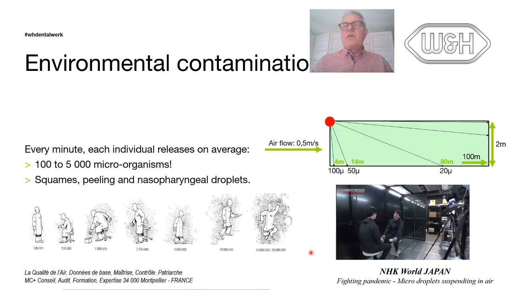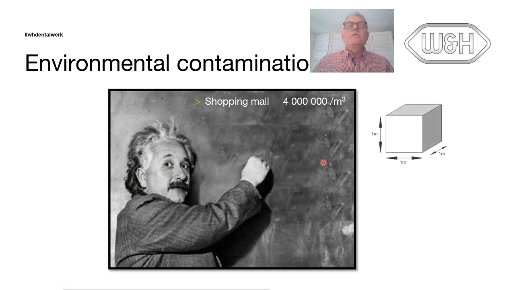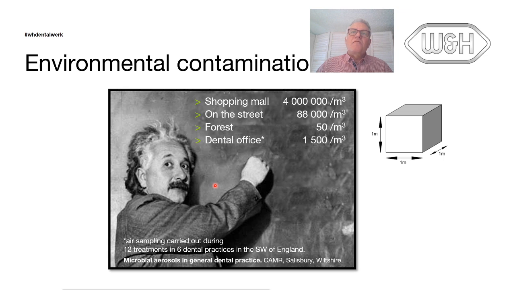Back to this French study, it shows that depending on the airflow, some droplets, the heavier ones, will drop quite immediately, and the smaller ones can travel and travel up to 100 meters. As a result, as you see here, the more people, the higher the contamination. This is in a shopping mall. We talk about 4 million microorganisms in a square meter of air. This is why every government will force people to wear masks when they go out, especially in the metro and the buses or whatever, and shopping malls. On the street, it's far less, less than 100,000. In a forest, on the beach, it's almost 50 times less than that. In a dental office, we talk about 1,500 microorganisms. Now, what about your patients?